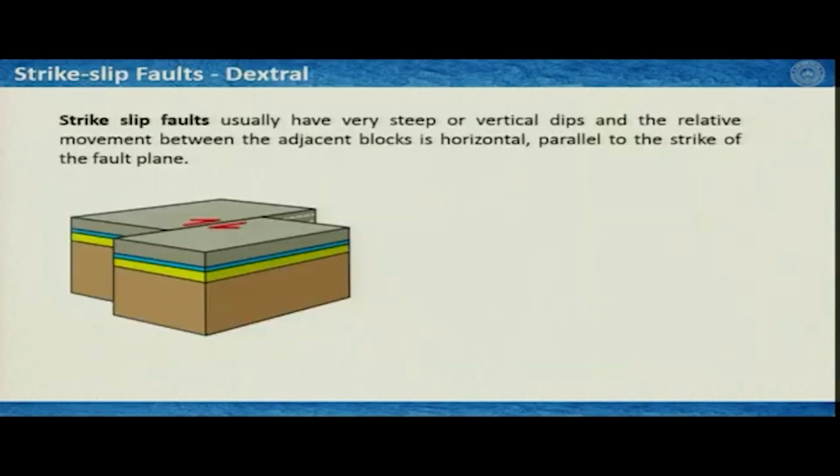Strike slip faults, as we talked about, the dip of strike slip faults is generally steep or almost vertical, and the relative movement generally happens along the strike. And what we see here is an illustration of a strike slip fault, and here the movement is dextral. That means, if I stand here and try to look at it, then I see that the block away from me is moving towards the right side, and when that happens, we call it dextral displacement or dextral sense of shear.